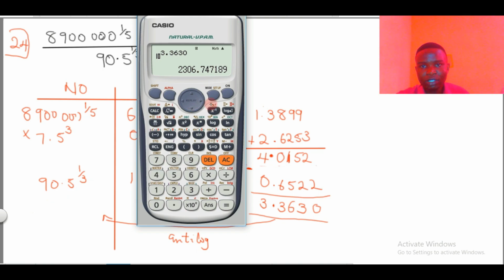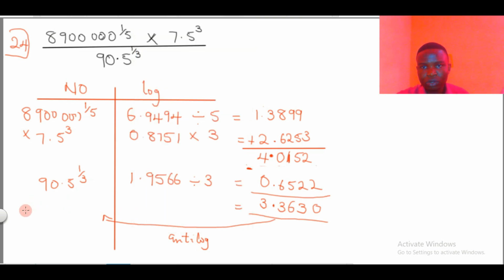So this will be equal to 2306.7472. So this is the antilog of this number. 2306.7472 is the antilog of this number. And the instruction from the textbook says we should leave our answer in 3 significant figures.